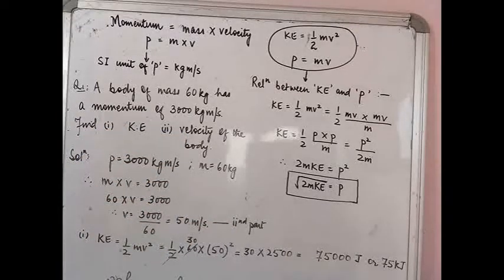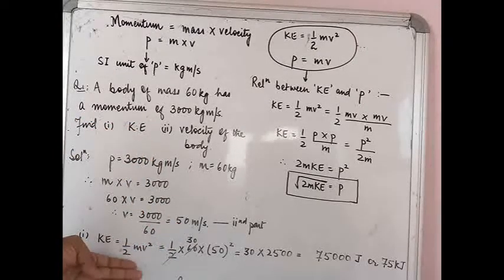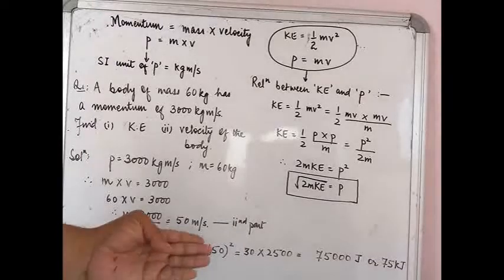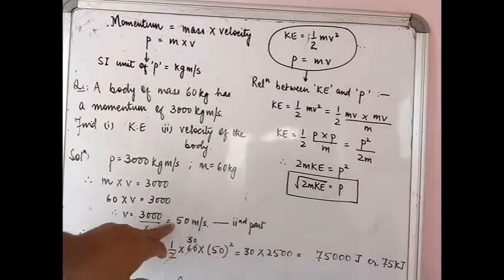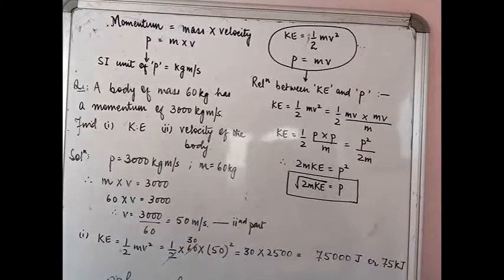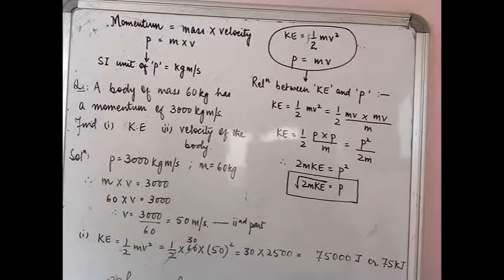Now once you know the velocity of the body, you can always calculate the kinetic energy. The formula we already know, half mv square is equal to, so we start putting the values. Half, mass we already knew from the question, 60 kg, and velocity we have just arrived at. Since there is a square, you go ahead with the calculation, and you will get 75,000 joules, because please remember this is kinetic energy we are talking about. So the SI unit we have used, 75,000 joules, or you can also write it as 75 kilojoules. So that's a simple question based on what we had discussed.